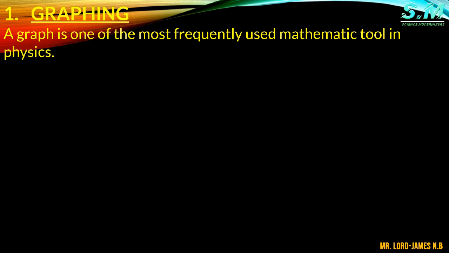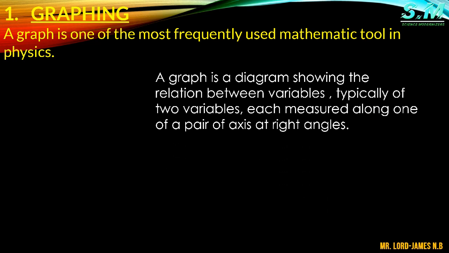What is a graph? A graph is actually one of the most frequently used mathematical tools in physics, which is the representation of your points on a given graph paper. So a graph is a diagram showing the relation between variables, typically two variables, each measured along one of a pair of axes at right angles. So this is an axis. This is actually the Cartesian plane which you observe here. We have the y-axis and we have the z-axis.